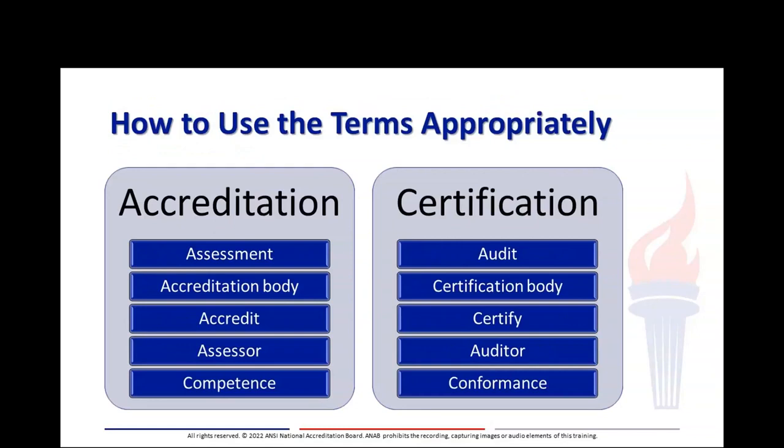So how do we use the terms appropriately? When we look at accreditation, it is an assessment. An accreditation body assigns an assessor to review and evaluate the competence of the entity subject to accreditation. The assessor attests to that competence for the entity in order to become accredited. On the other side, for certification, this is an audit. A certification body assigns an auditor to review and evaluate the conformance of the entity to specified requirements. The organization is then certified.